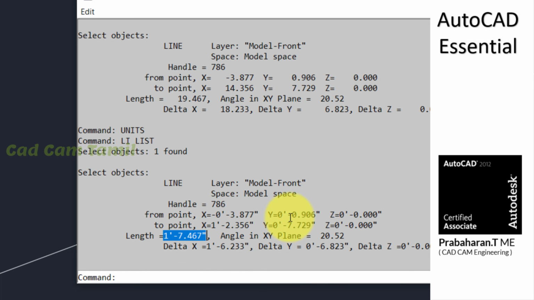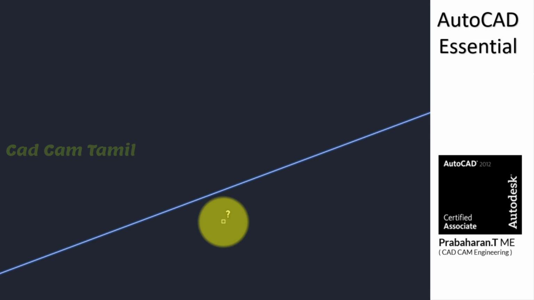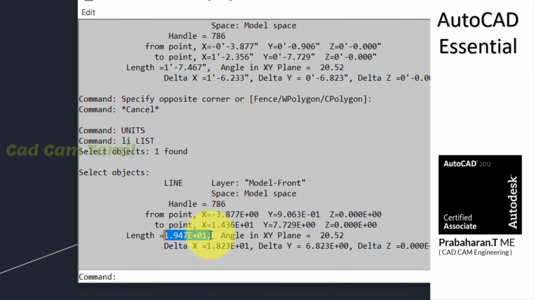This is what I said before. We can get the output of the object in any desired units. In a similar way, you can enter the values in feet and inches also. Similarly, I'm going to set scientific. I'm going to get the information of the same line in exponential form.